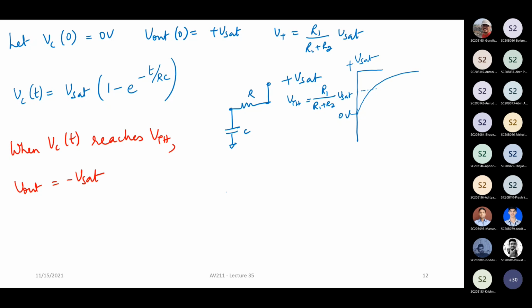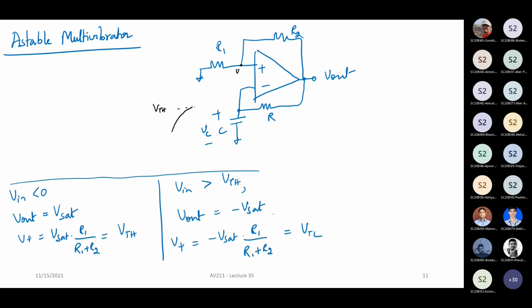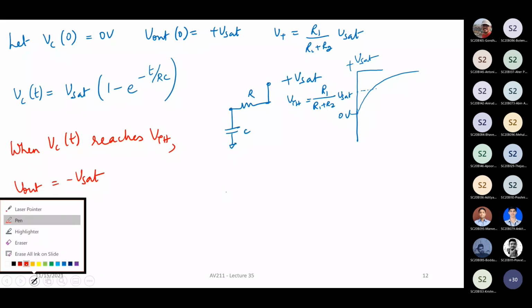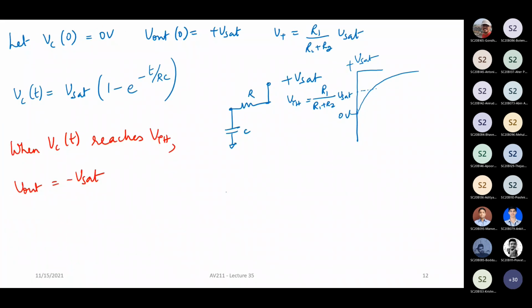We started off with 0, and under those conditions, let us say we assume that the output is plus VSAT. You can do that with minus VSAT also and get pretty much the same result. Now the capacitor is charging up because it's an RC circuit, but as it charges, it reaches the higher threshold voltage, which is VTH, and when it reaches that, it will flip. So Vout becomes minus VSAT. Now, what is the time that it takes for this capacitor to reach VTH?